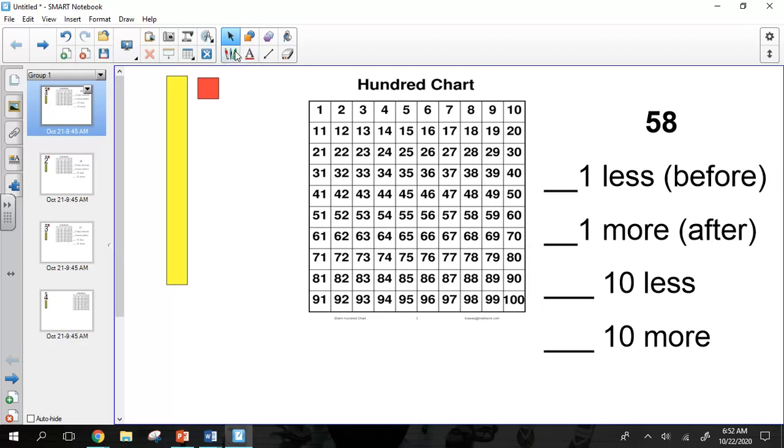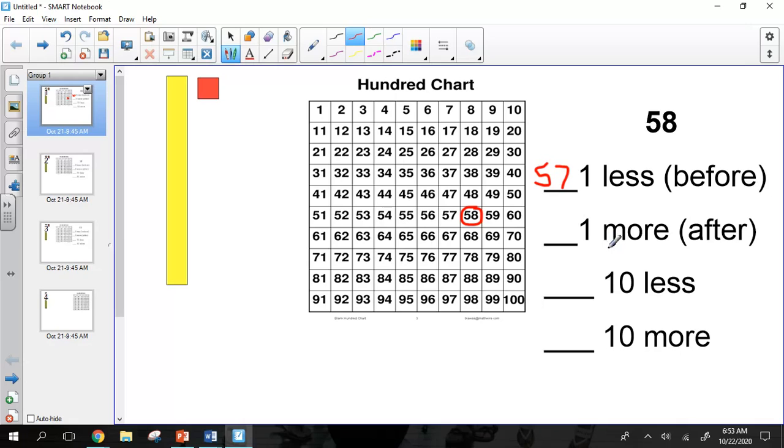So let's look at the number we have for today. And I'm just going to find our 100 chart and circle that number right here. We have the number 58. And so then the question we're trying to ask is what is one less or one before? And on the 100 chart, all I have to do is go back one spot to 57. So if I jump back one spot, I know what my number is. So I can write 57 right here.